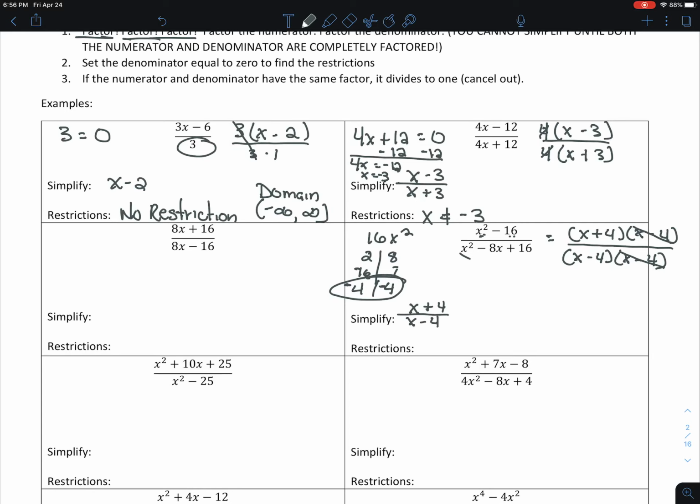What are my restrictions? There's only one, so I have to set the denominator equal to 0. So I have x minus 4 equal to 0, so x is equal to 4. It just so happens that if I did it again, I get the same thing. So my restriction is x cannot equal 4. And my domain would be negative infinity to negative 4, union, negative 4 to 4, union, 4 to infinity. Notice I put them in parentheses. That means that it cannot be that value.